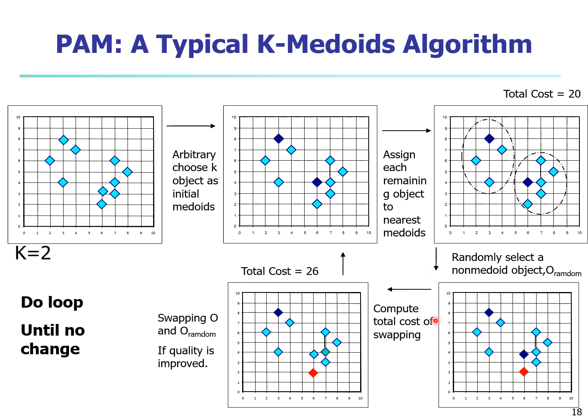So we compute the total cost of swapping, meaning we compute whether it's better for O to belong to this cluster or to this cluster. And we loop until there is no change.